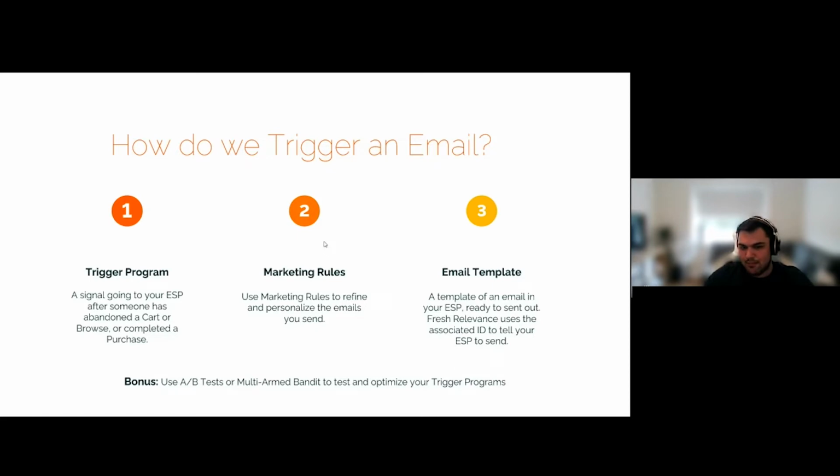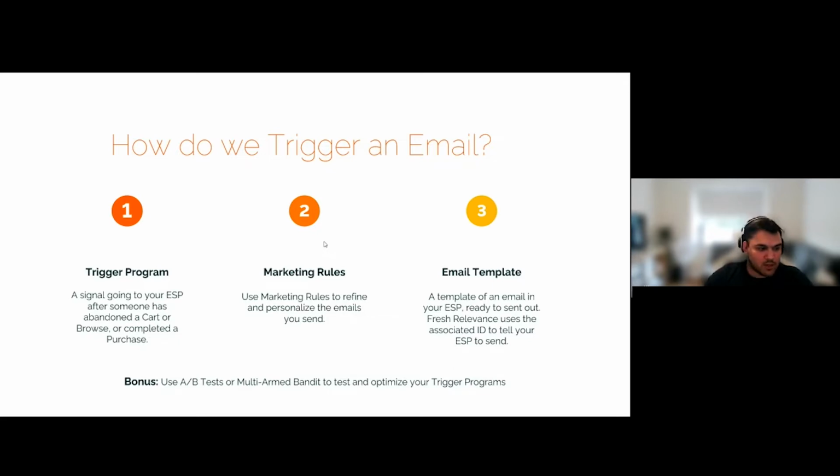Thirdly, we need the email template, and that's something that's housed within your ESP, and it's ready to send out. Essentially, all Freshrelevance does is use the ID of that email to tell your ESP which one to send out. Someone comes onto your website, Freshrelevance will notice that they've abandoned a product, and will then send a signal to your ESP to get them to send an email out.